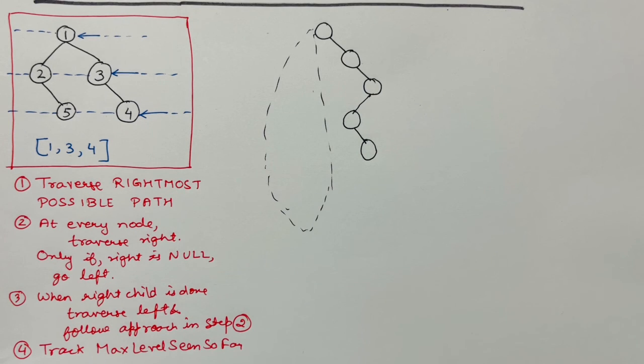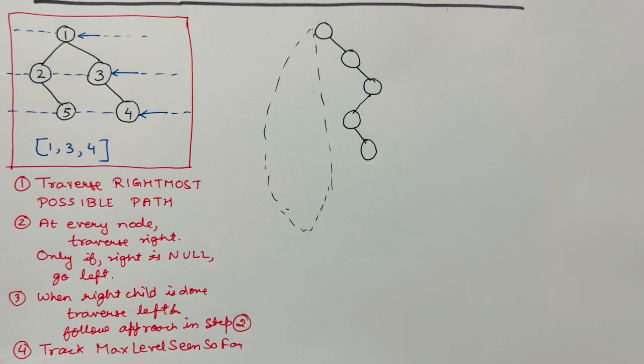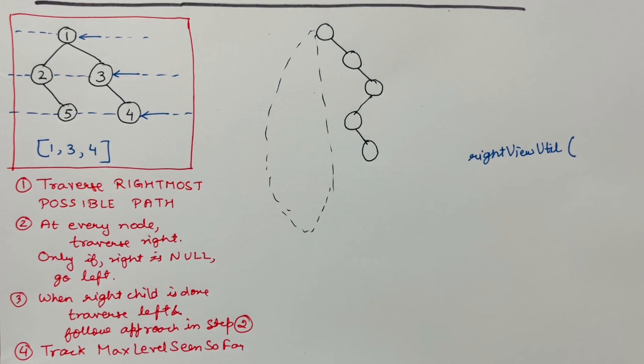Therefore, this is our fourth observation, that we have to track the max level that we have seen so far. And whenever we are at any node, we can see that if this node's level is greater than the max that we have seen so far, it is part of our solution. So we can see that we will be using recursion here.